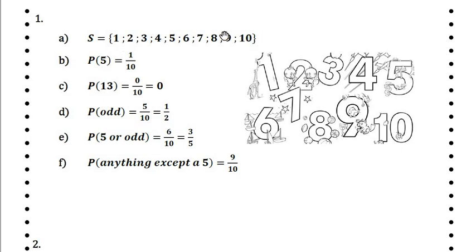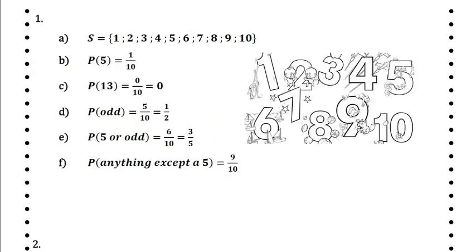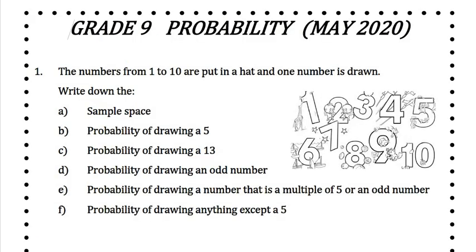Out of that, we now ask you questions. So the first question that you can expect is the probability of drawing a 5. So out of the numbers that you are looking at, the probability of drawing a 5, you'll see there's only one 5. So there's one number out of the total numbers of 10. So you'll write your answer as the probability of drawing a 5 is 1 out of 10.